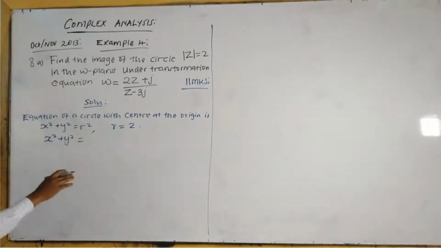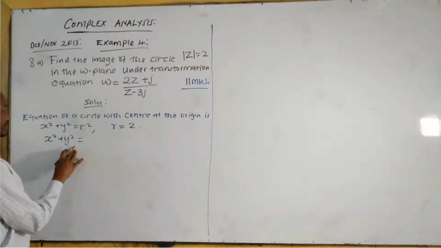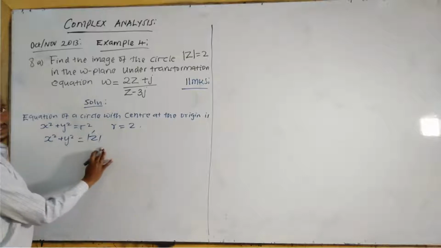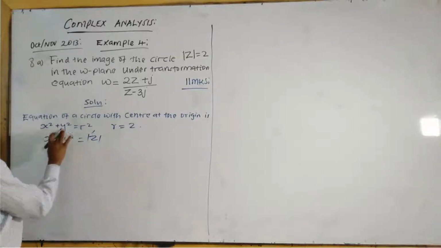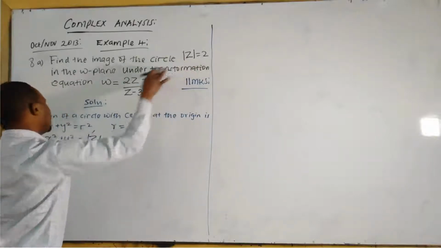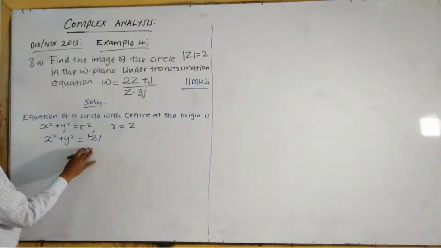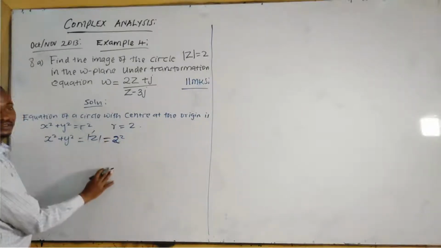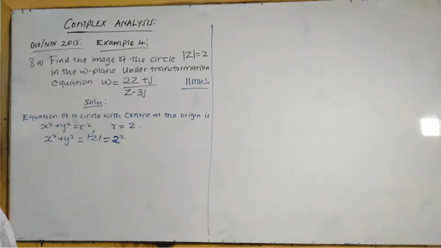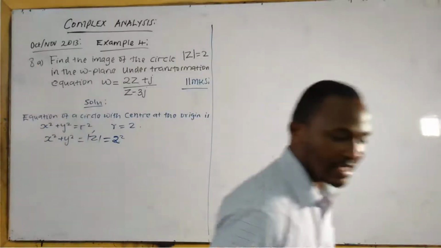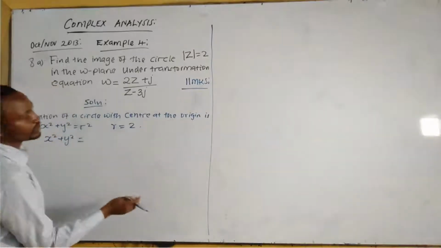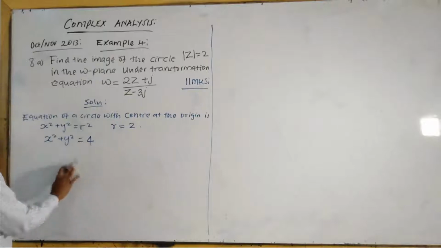By the way, x squared plus y squared is the same as writing it like this, the absolute value of z. So when you see this, they actually mean x squared plus y squared, which in this case is equal to 2 squared, or 4. Let me avoid a lot of writing by saying it's simply 2 squared, which is equal to 4.